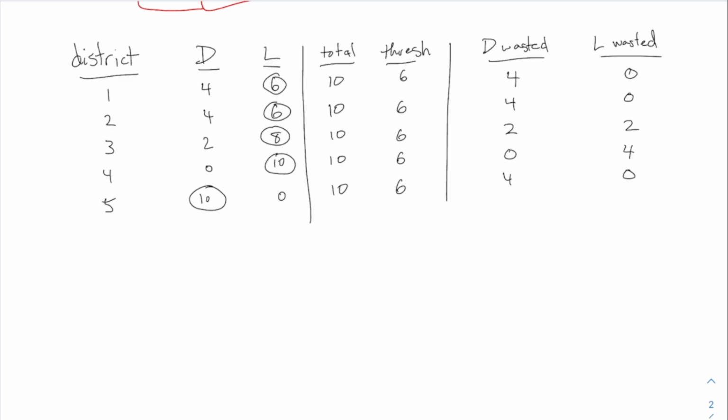What I see overall is D's have wasted more than the L's, which means that this map is favorable to the D's in that sense. Many of the voters who are trying to vote for D's, their votes didn't actually matter.